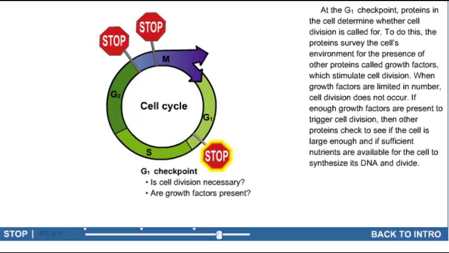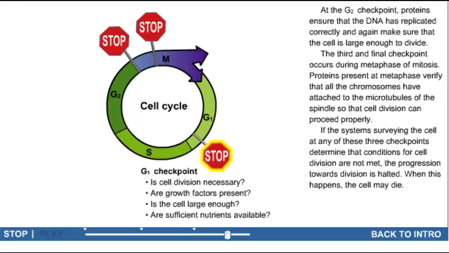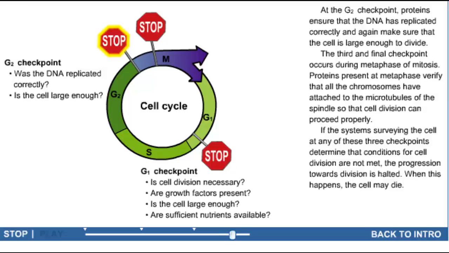If enough growth factors are present to trigger cell division, then other proteins check to see if the cell is large enough and if sufficient nutrients are available for the cell to synthesize its DNA and divide. At the G2 checkpoint, proteins ensure that the DNA has replicated correctly and again make sure that the cell is large enough to divide. The third and final checkpoint occurs during metaphase of mitosis.